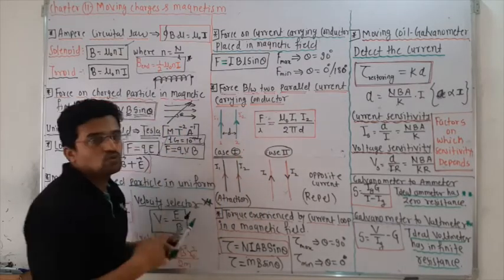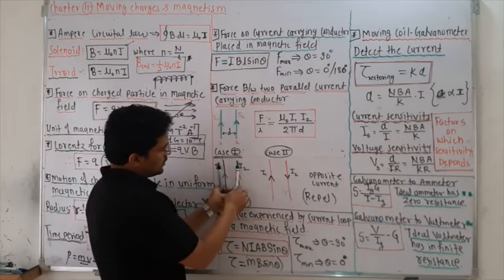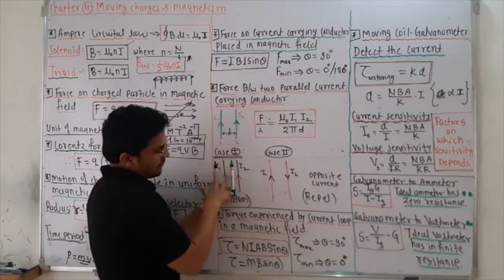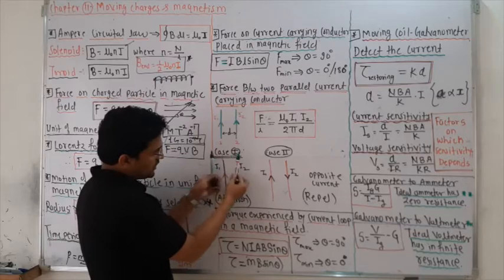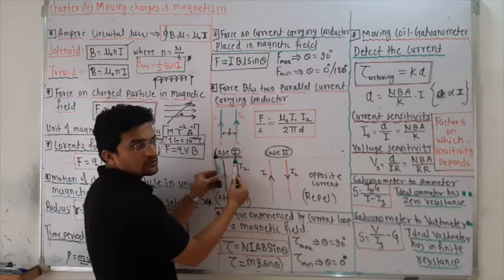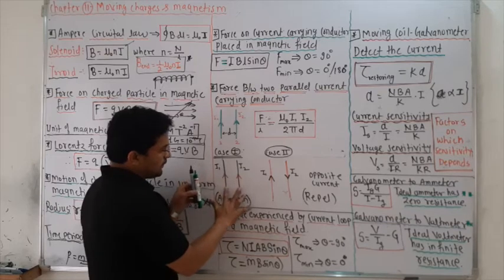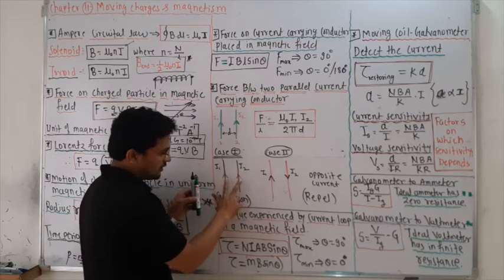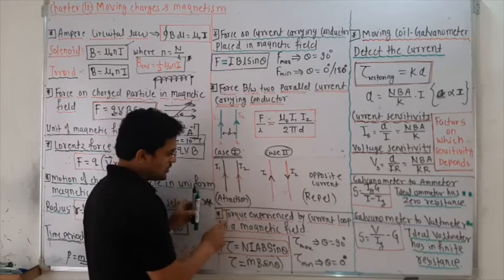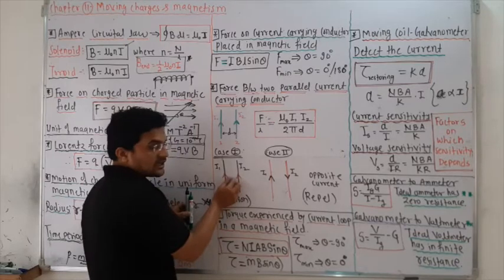Now there are two cases. In one case, in both conductors the direction of the current is the same. Then the two conductors will start attracting each other. So this is the parallel case: parallel conductors carrying current in the same direction. In this case the conductors will attract.